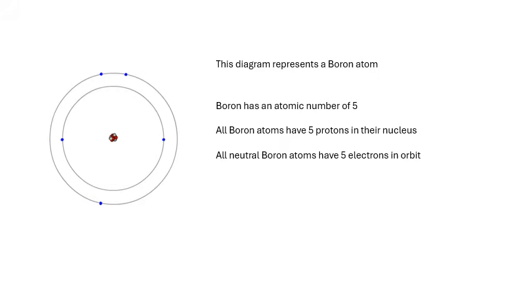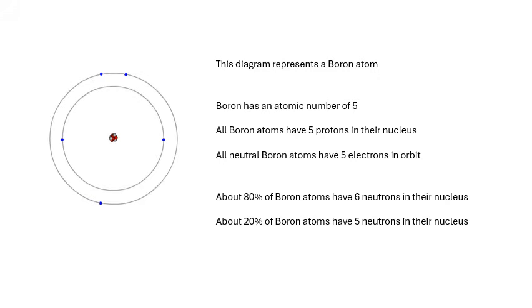How many neutrons does a boron atom have? Well, 80% of boron atoms have got 6 neutrons, and 20% of boron atoms have got 5 neutrons. So they don't all have the same number of neutrons. About 80% of them have got 6, and about 20% of them have got 5. So, look at that. About 80% is boron-11, yeah, and about 20% is boron-10.